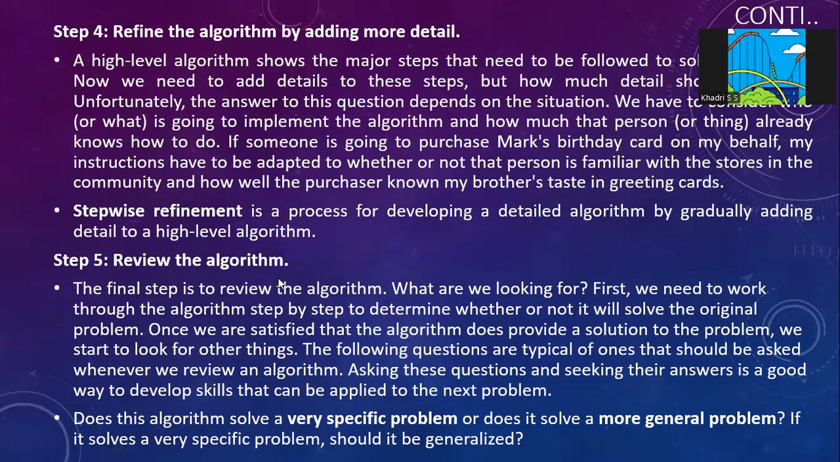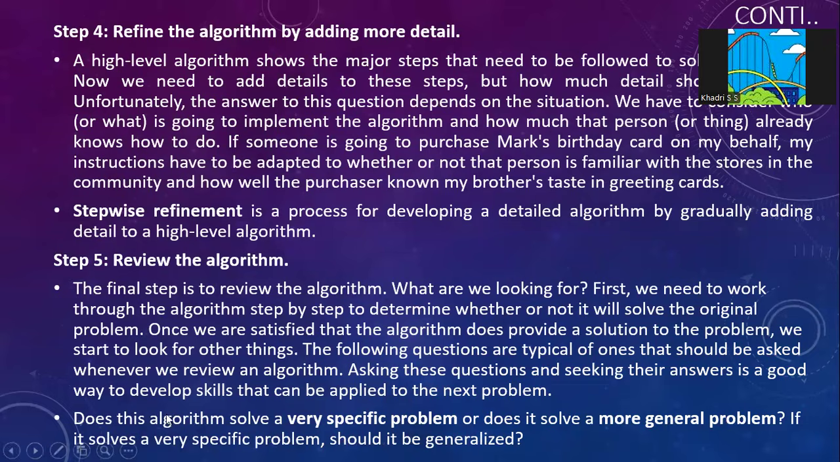Next, step 5, review the algorithm. The final step is to review the algorithm. What are we looking for? First, we need to work through the algorithm step by step to determine whether or not it will solve the original problem. These are the things that should be verified when reviewing the algorithm. Does this algorithm solve the very specific problem? Does it solve a more general problem? If it solves a very specific problem, should it be generalized? These are the things we should think about when reviewing the algorithm.